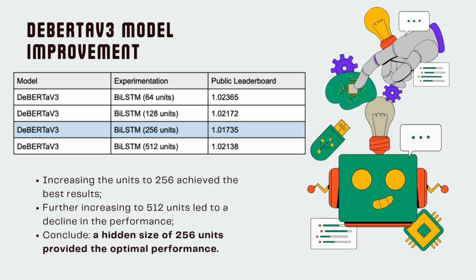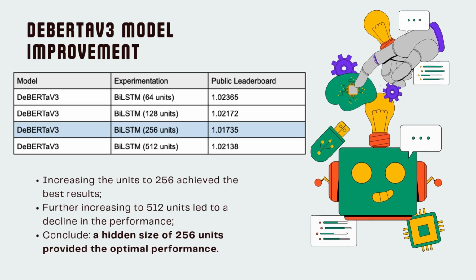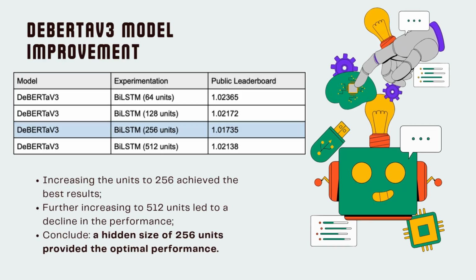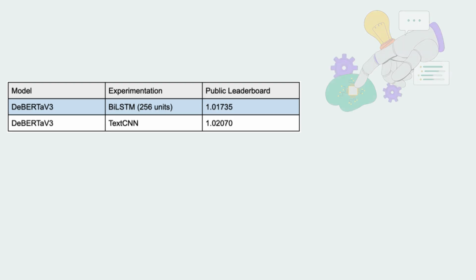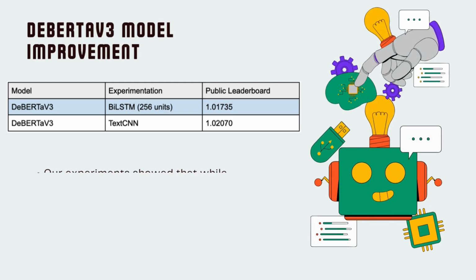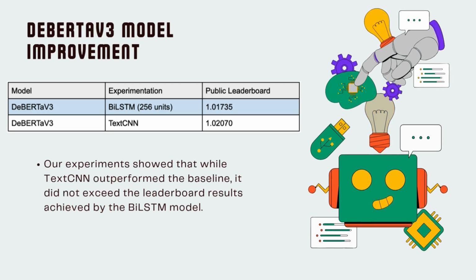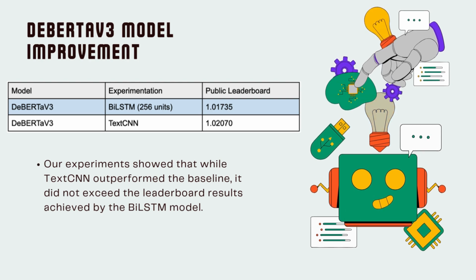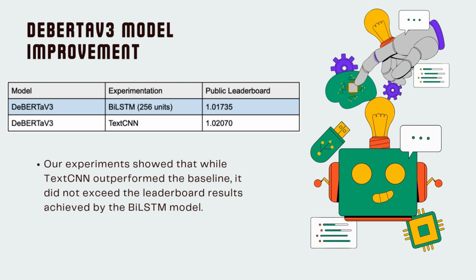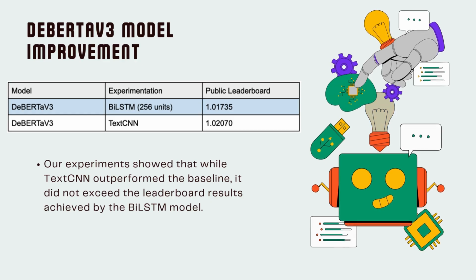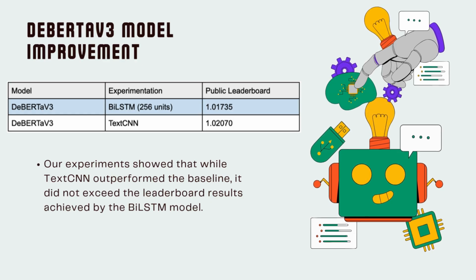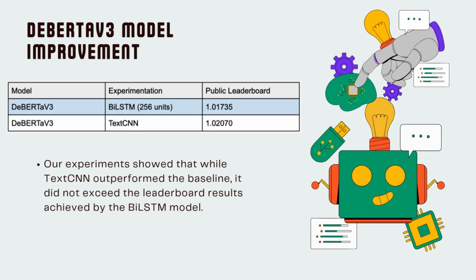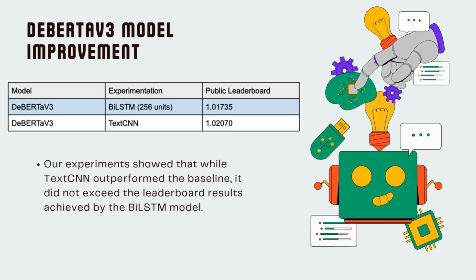Subsequently, we tried to see whether increasing the number of hidden units could improve the performance. We found that increasing the units to 256 achieved the best results. Additionally, we came across studies suggesting that TextCNN can perform comparably to or better than BiLSTM. To verify that, we conducted our testing and found that while TextCNN really improved upon the baseline, it was not able to beat BiLSTM.